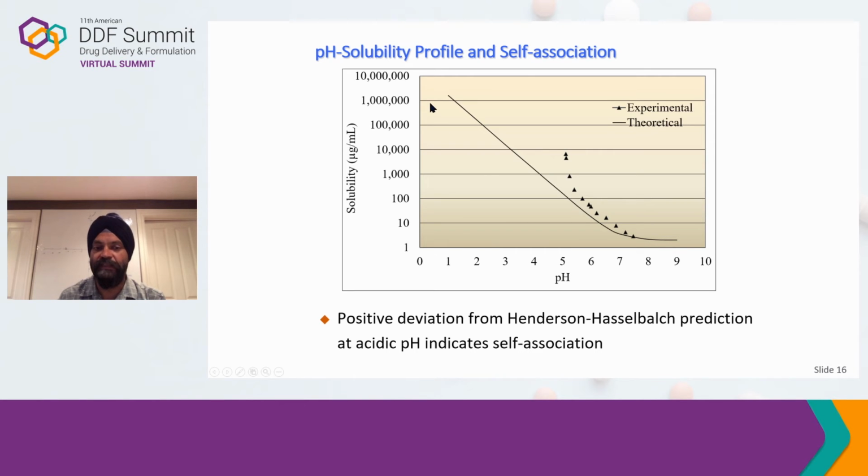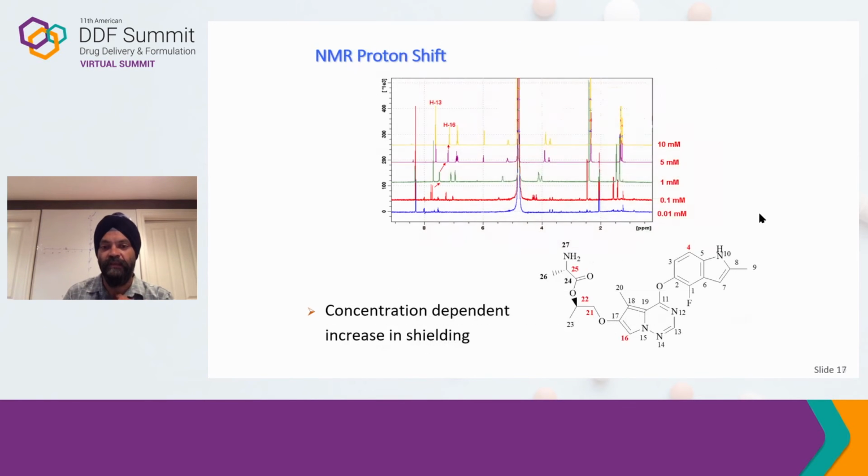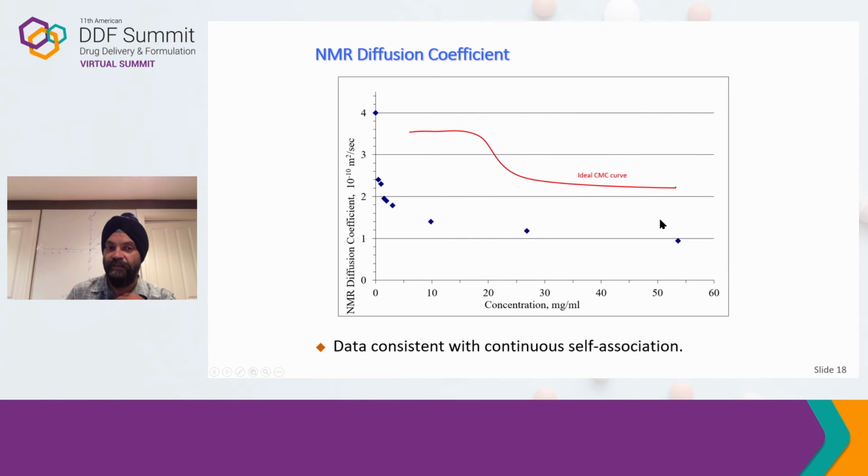As you can see, there is a positive deviation from the Henderson-Hasselbalch prediction for the compound in this particular scenario, and it's a weak base compound, so solubility is going up at the acidic pH. This positive deviation is indicative of self-association. Of course, there are many other tools such as NMR proton shift. So shift in the protons as you increase the concentration, or you can look at the diffusion coefficient of the molecule as a function of concentration.